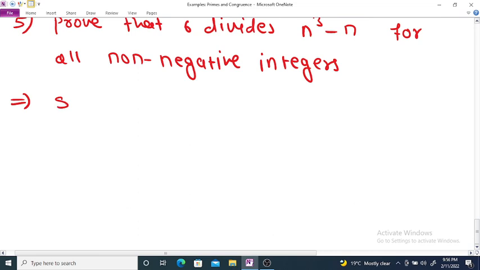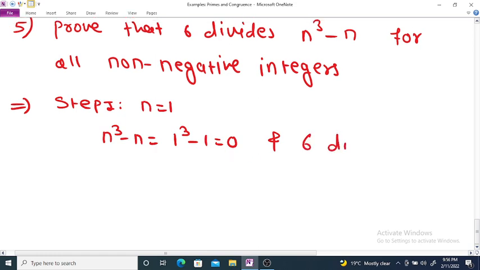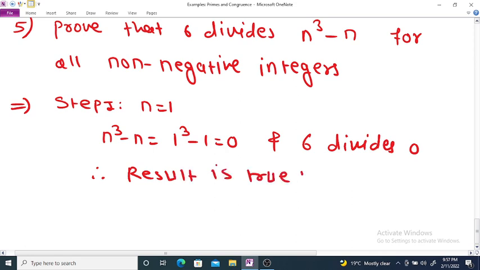Here step first, for n is equal to 1, n cube minus n is equal to 1 cube minus 1, which is equal to 0, and 6 divides 0, and therefore the result is true for n is equal to 1.